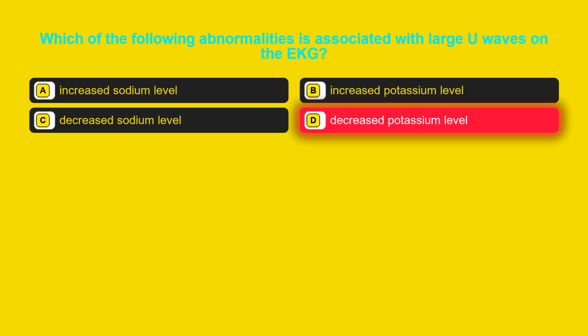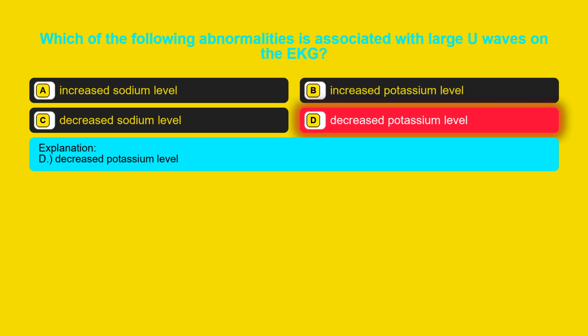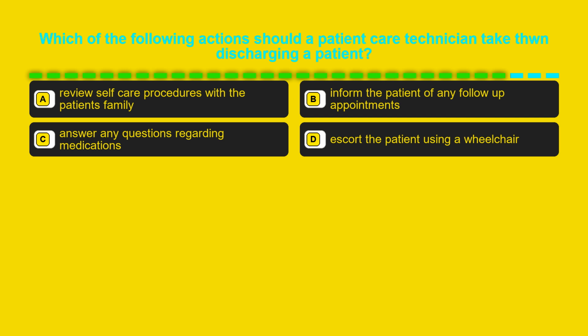The correct answer is option D. Decreased potassium level. Question 55. Which of the following actions should a patient care technician take when discharging a patient? Option A. Review self-care procedures with the patient's family. Option B. Inform the patient of any follow-up appointments. Option C. Answer any questions regarding medications. Option D. Escort the patient using a wheelchair.